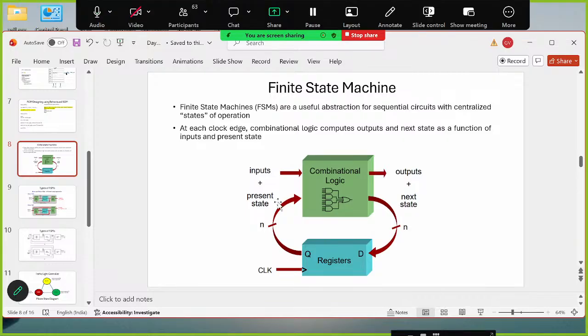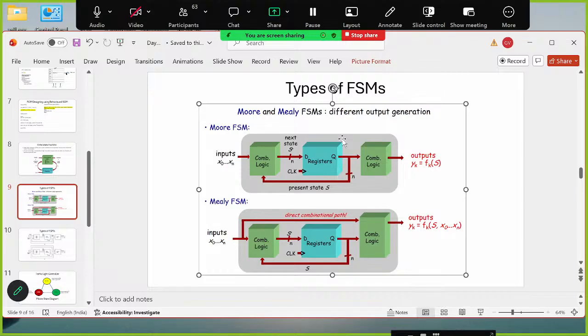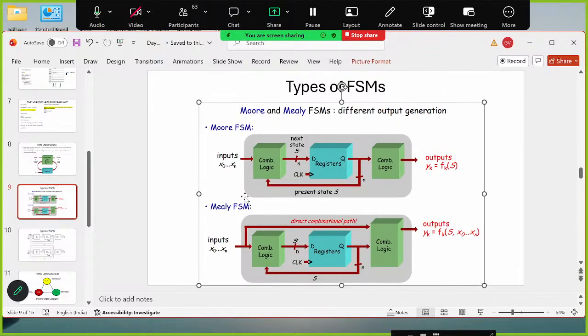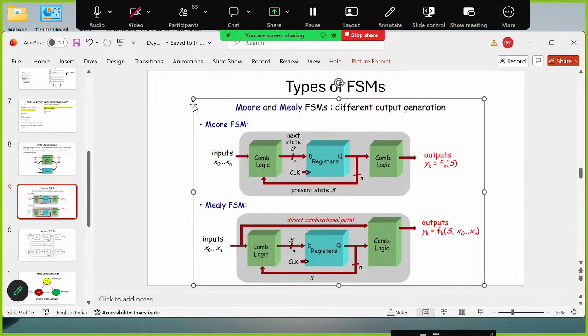Your simple counter is also a state machine. It has a present state and a next state, but we have never seen or implemented it in that fashion. So in general, we can say there are two types of FSMs: one without inputs, and one with inputs. Just like in the case of a counter, there is no input, only present state and next state, and the next state is the output only.